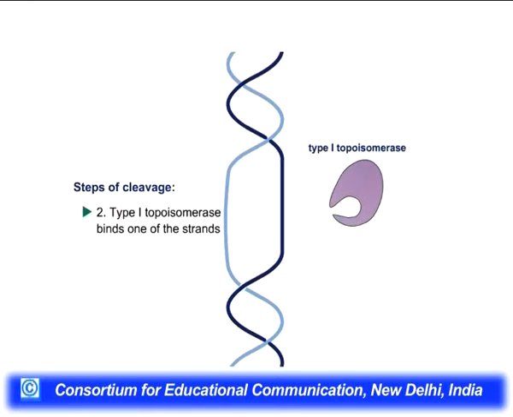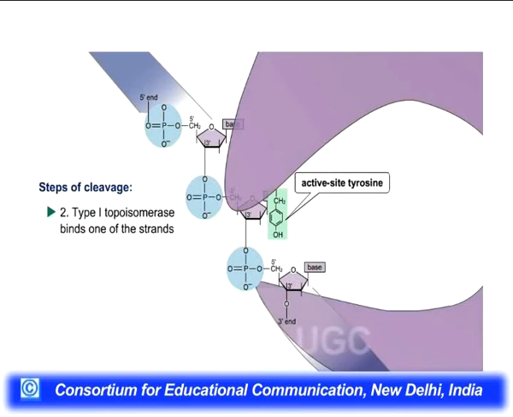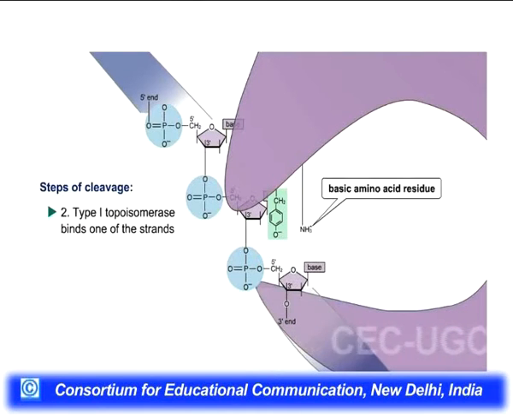The type 1 topoisomerase will come and bind at one of the strands. Particularly, it will bind at the cleavage site, with the active site tyrosine. So, the type 1 topoisomerase will bind to the DNA molecule by placing the active site tyrosine, which is present inside the catalytic cavity, just near to the DNA strand. The next thing is that it will take up a proton from a very basic amino acid residue lying nearby, and create an oxyanion. This oxyanion created on the tyrosine will create a kind of an intermediate.